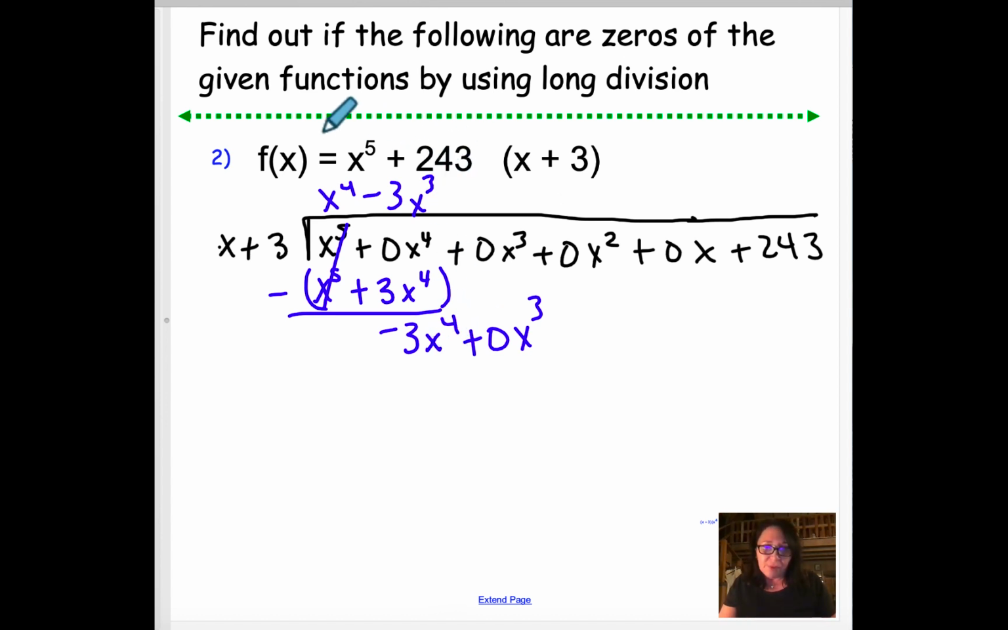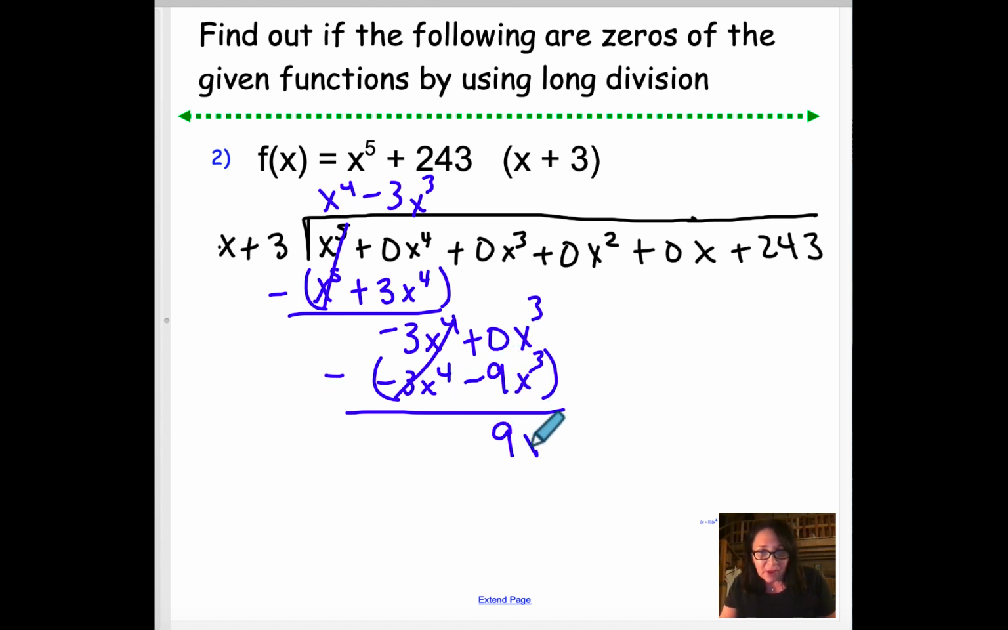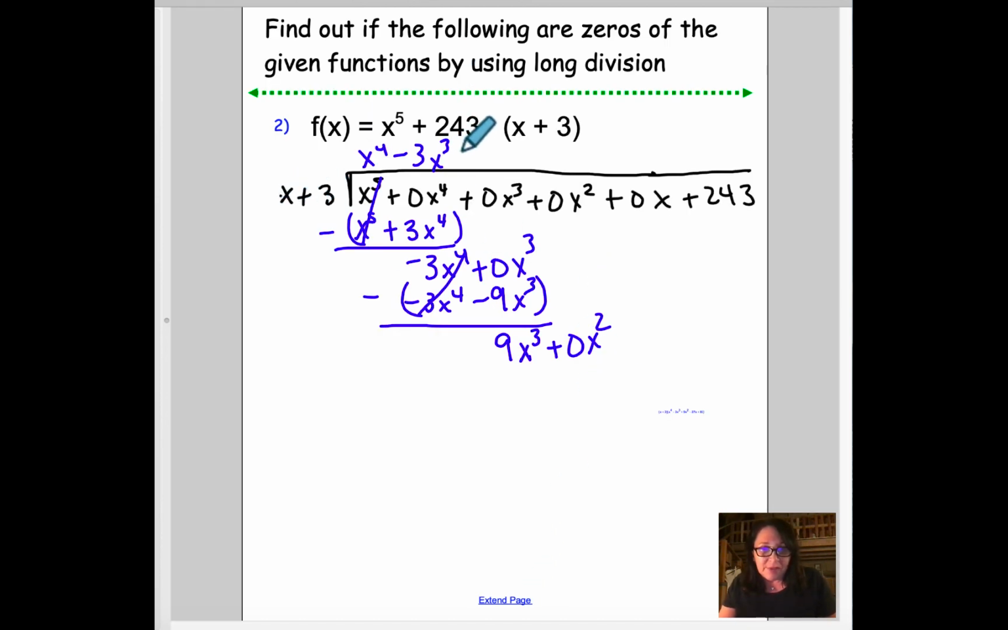0 minus negative 81 is 81x, and now finally I get to bring down the 243. So plus 243. I think I might need a calculator here. x times what is 81x? So this is going to be plus 81. And then 81 times x is 81x. And then 81 times 3 is 243.